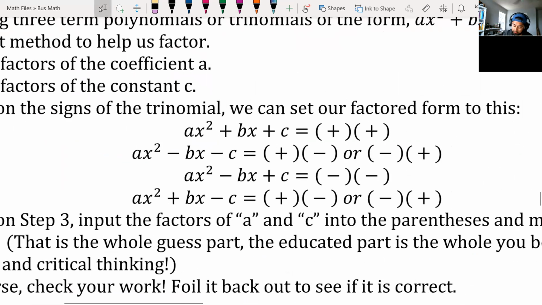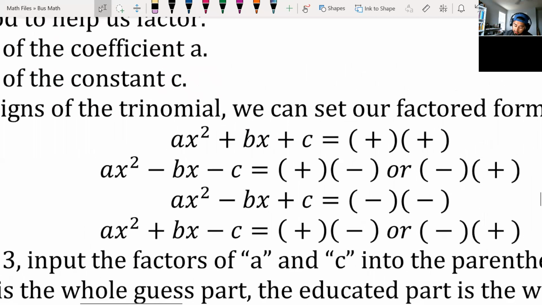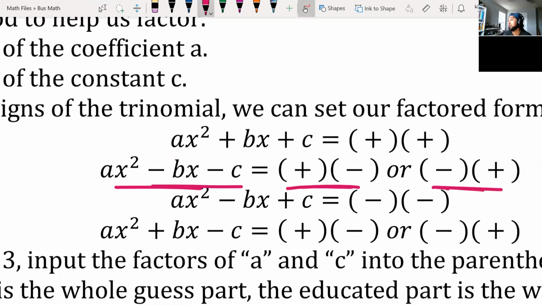I'm trying to find those notes. I printed them out, but I don't think I printed that one. But look at here. So here you have minus minus, right? It can go either way, plus minus or minus plus. This is why we're able to switch the signs around to get what we need.